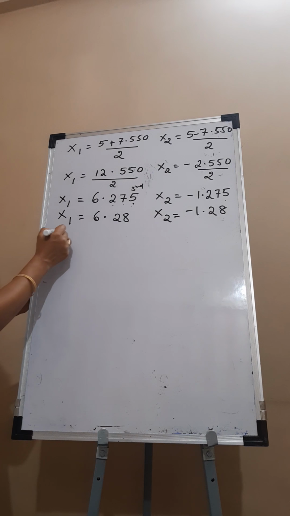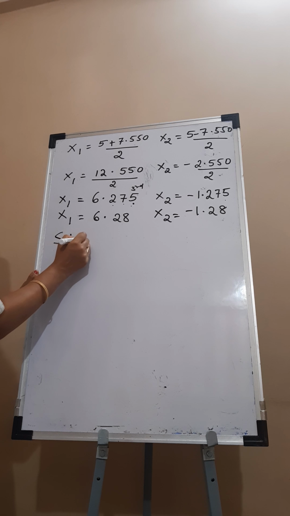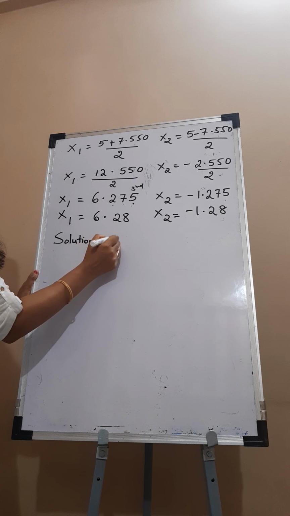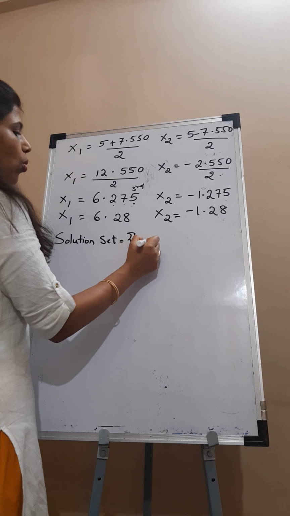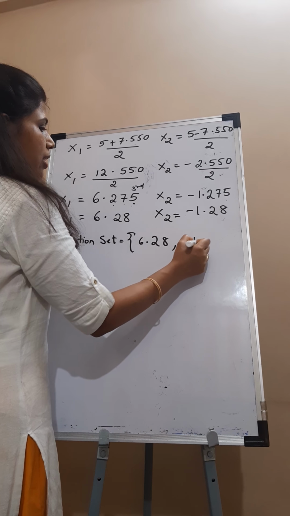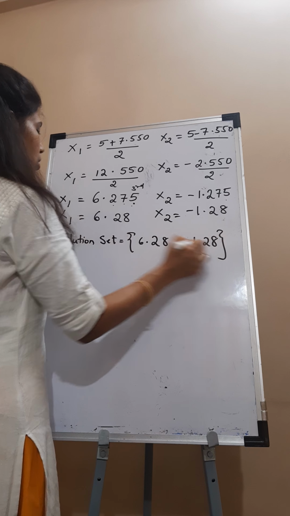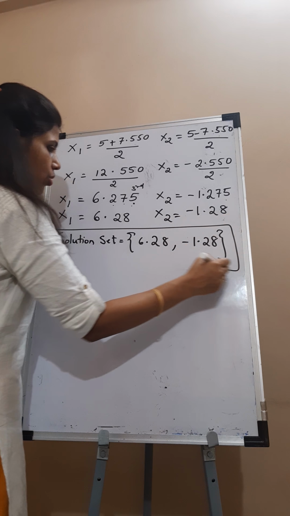You have to write the solution set. Without that, you cannot end your sum. So you have to finally write 6.28 and minus 1.28. This is your answer. Put it in a box.